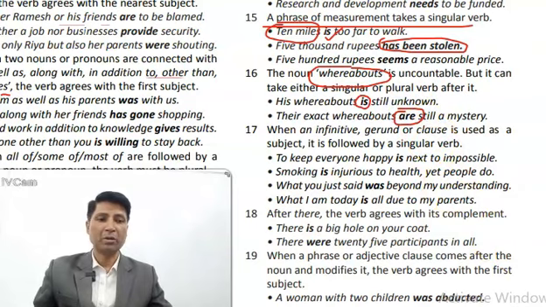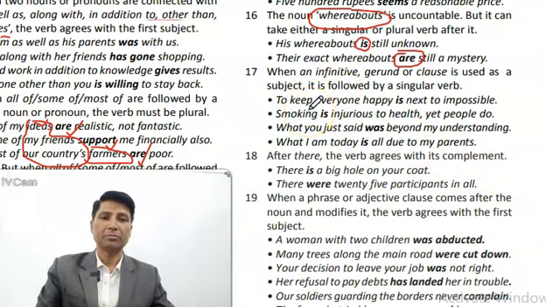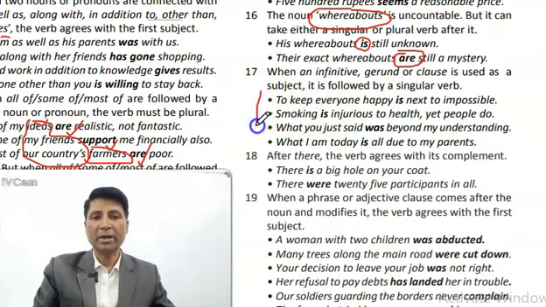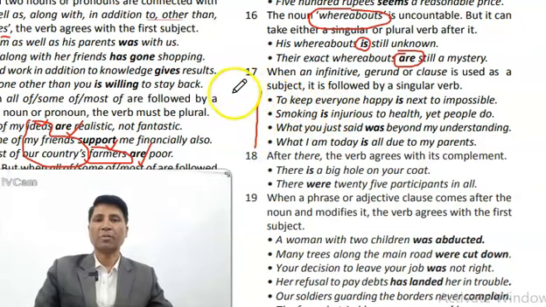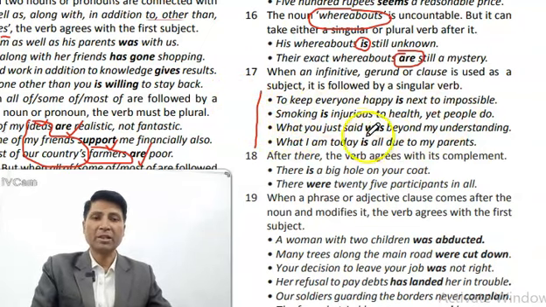Moving on to rule number 17. When an infinitive, gerund or clause is used as a subject, it is followed by a singular verb. So this rule needs your greater understanding because here we are talking about some special subject, not usual subjects. Now let us consider these examples, then you will be understanding it better. To keep everyone happy is next to impossible.